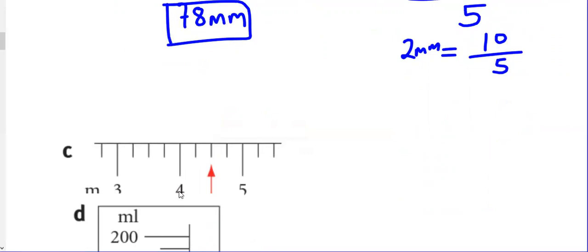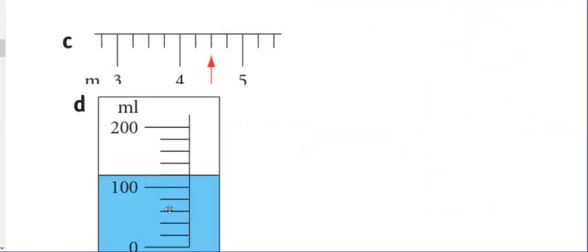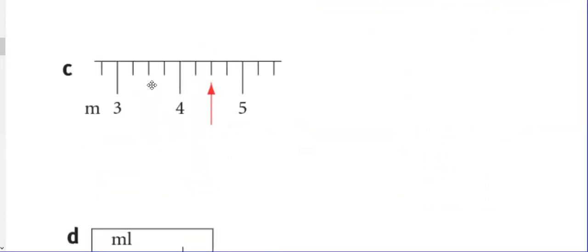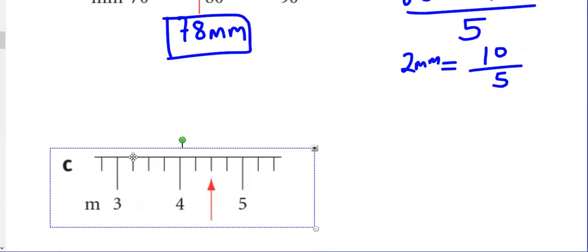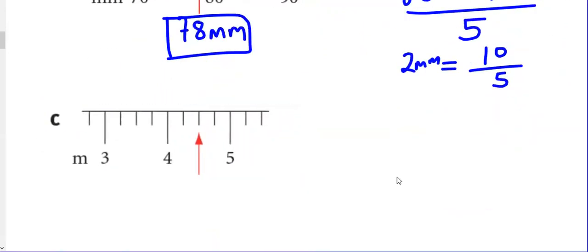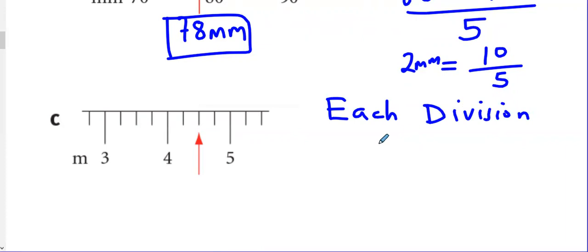And this is a question here. Okay, so this is the question we have. This was B, and this is C. Now, how do we move on from here? Same thing. We have to calculate how much each division equals. So you write here, each division, meaning each line, will be equal to how much.